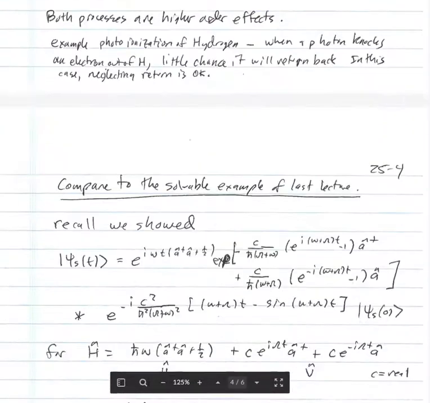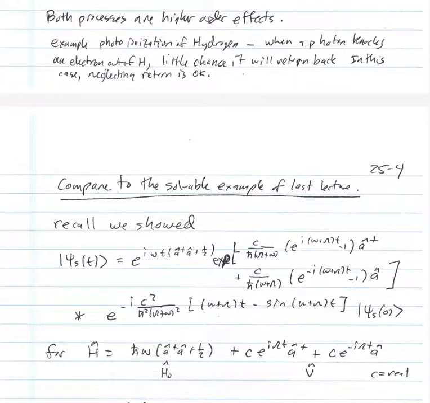So for example, if you consider something like the photoionization of hydrogen, that's when a photon knocks an electron out of hydrogen, there's actually very little chance that the electron will return back. That's because it's given enough energy, it moves away from the atom. It won't be able to find the atom, be close enough to it to come back. And so in that case, neglecting the return process would actually be a pretty good approximation, even on physical grounds.